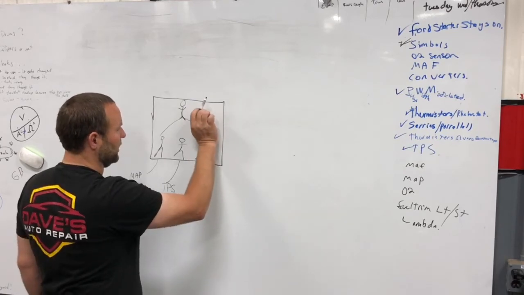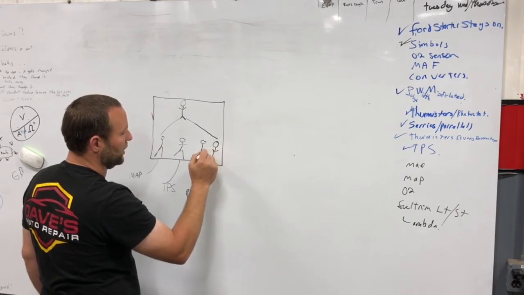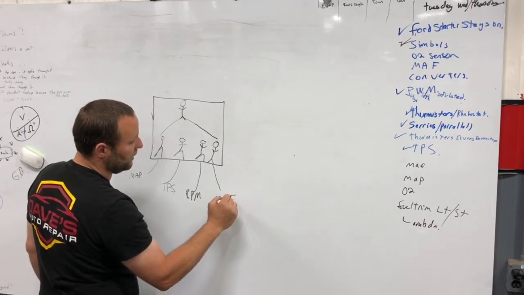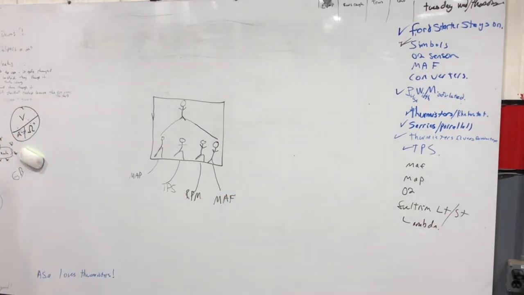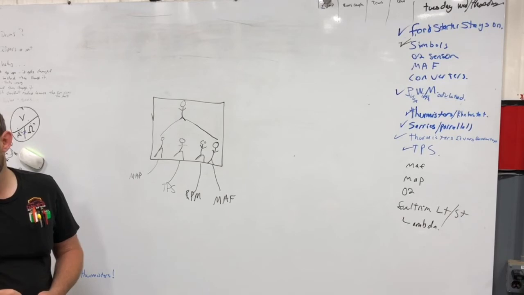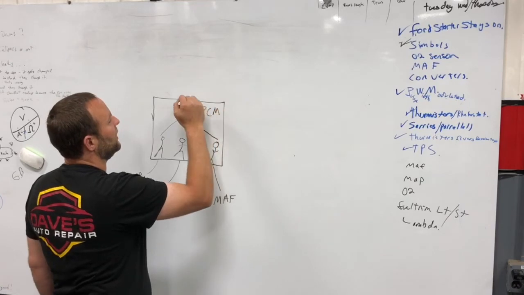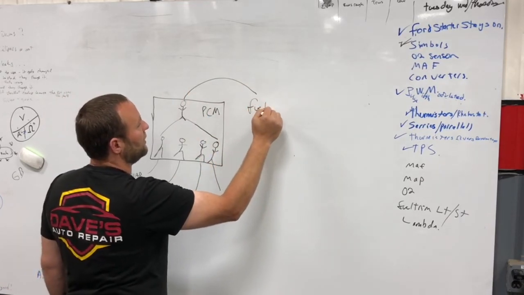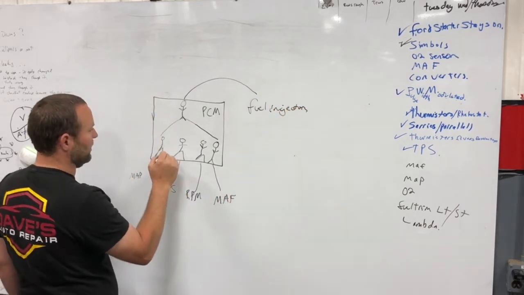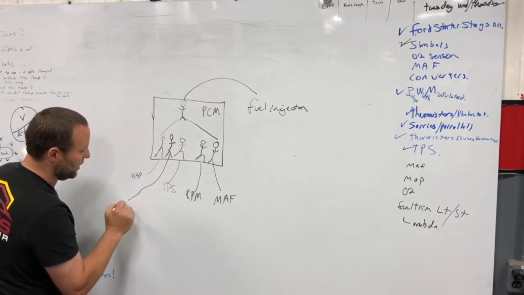And then I put another guy over here too. We're gonna do a GM. This guy here is looking at MAF, mass air flow. And then this guy, remember GIGO? What's GIGO mean? Garbage in, garbage out. This guy here, this is a PCM. This guy here is running the fuel injectors. And this is O2 sensors.